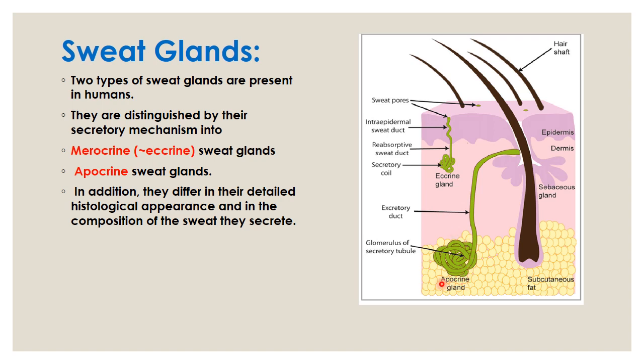The apocrine sweat glands are attached to the hair follicles and are a part of the pilosebaceous unit, which we have discussed in the earlier lectures. Whereas the eccrine sweat glands pour their secretions directly onto the surface epithelium.